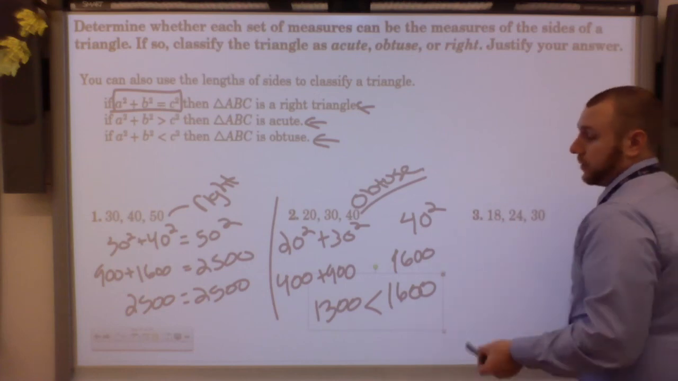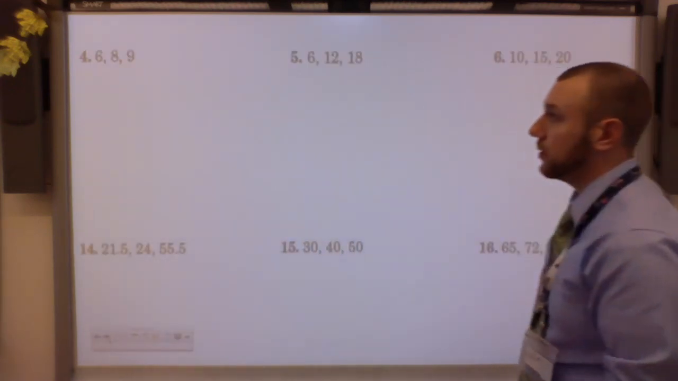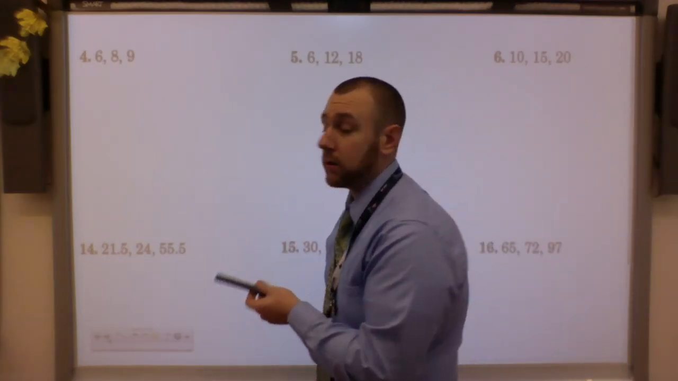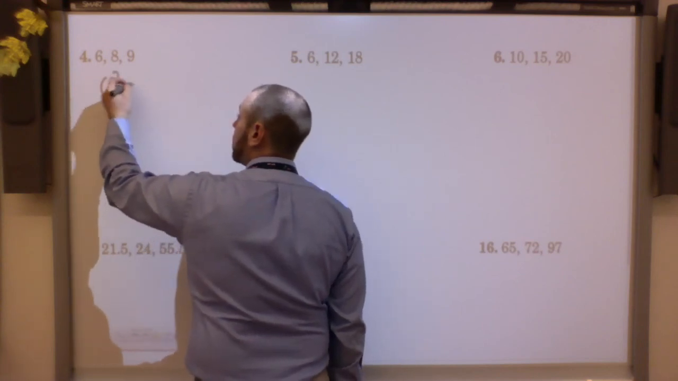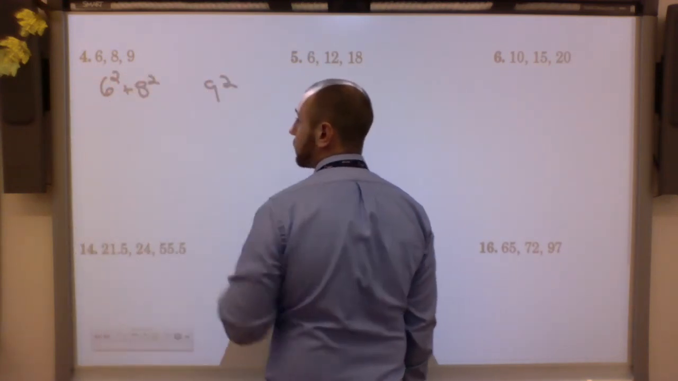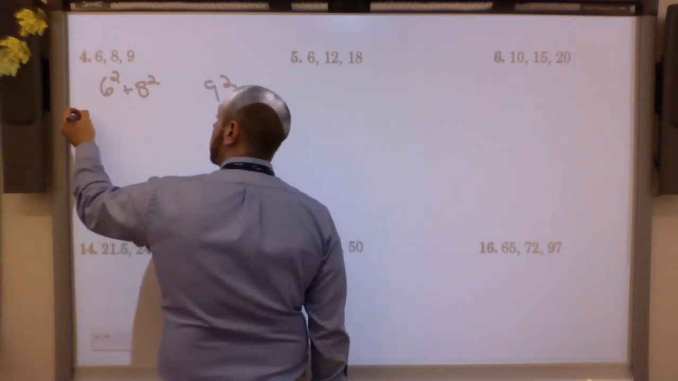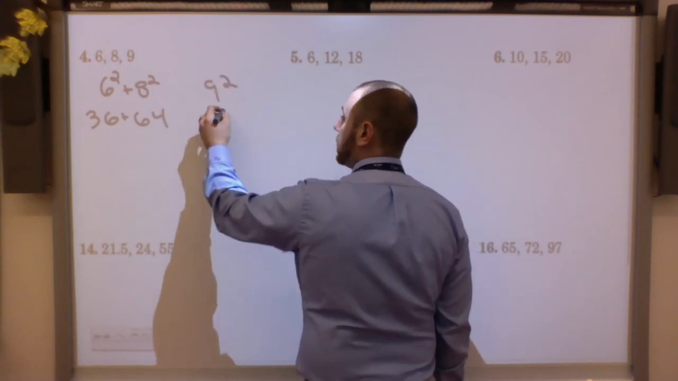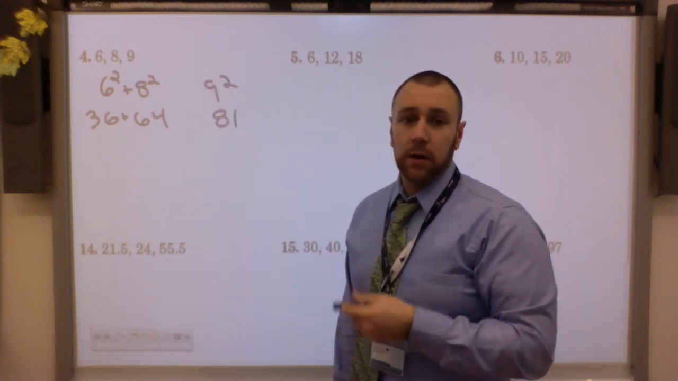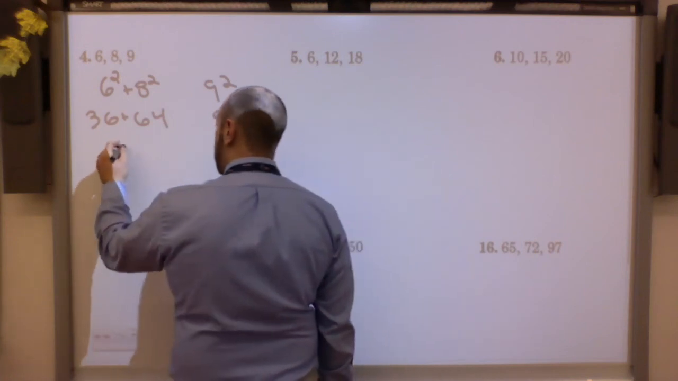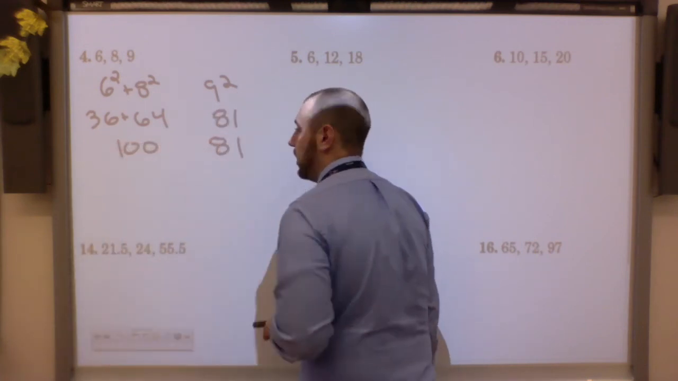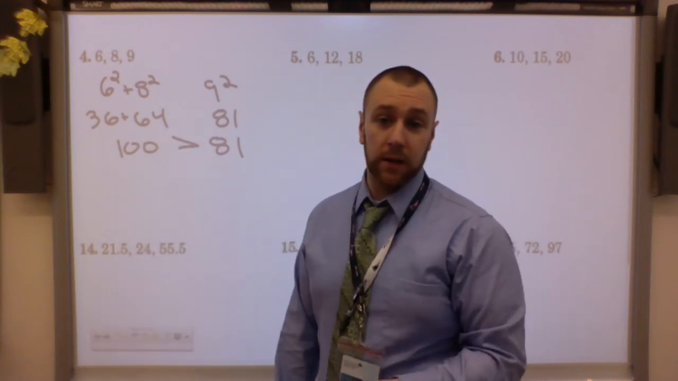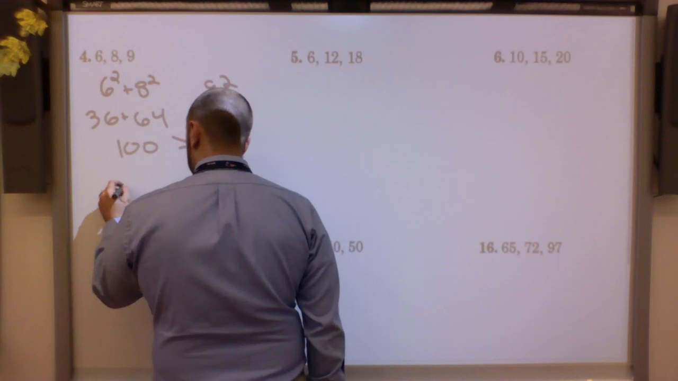So I would do the same thing for 3. What I wanted to talk about was 4, and show you the acute triangle. So I would do 6 squared plus 8 squared and 9 squared. Well, 6 squared is 36 plus 64, and 9 squared is 81. Well, 36 plus 64, that's 100, and 9 squared is 81. Well, that 100 is bigger than 81. That means that that's an acute triangle.